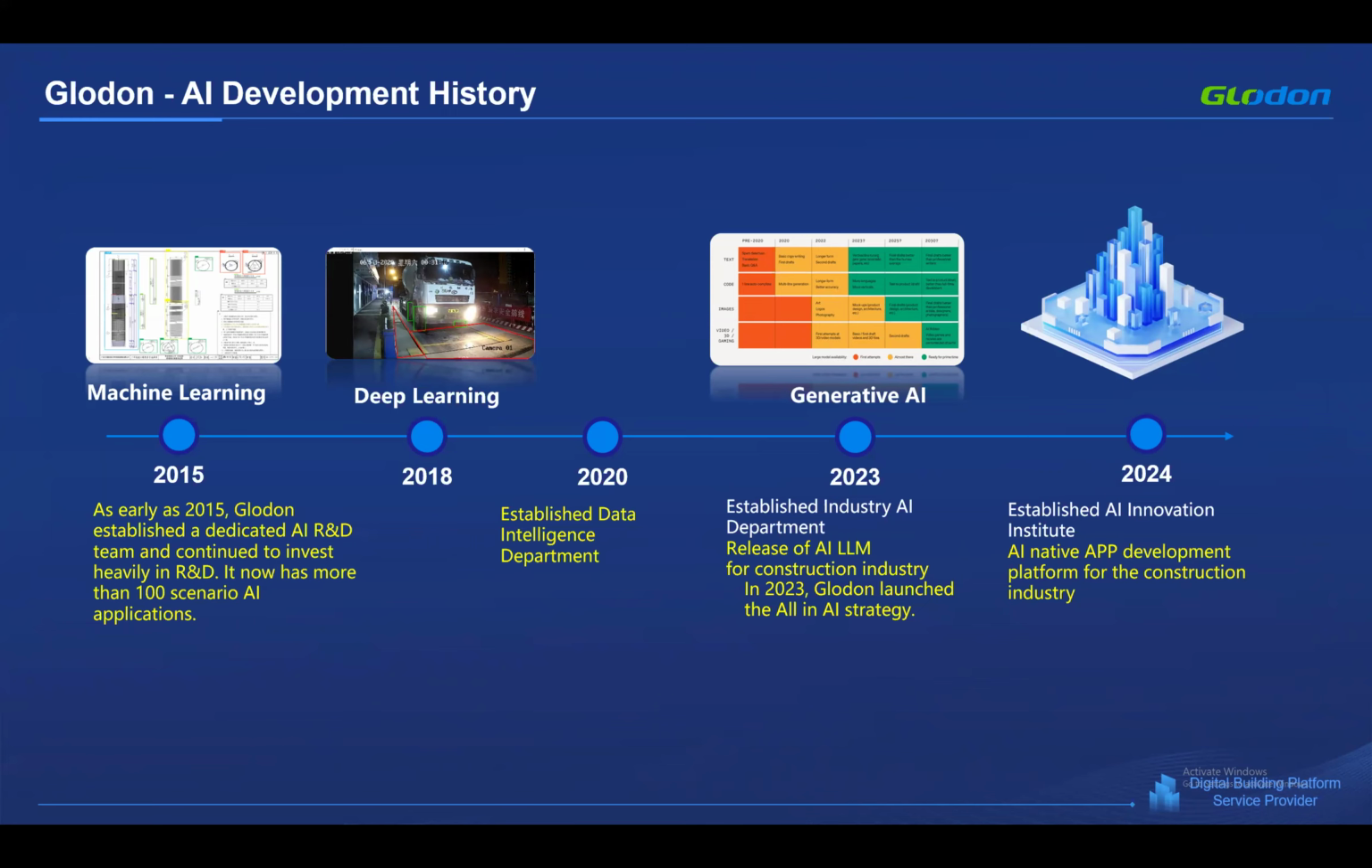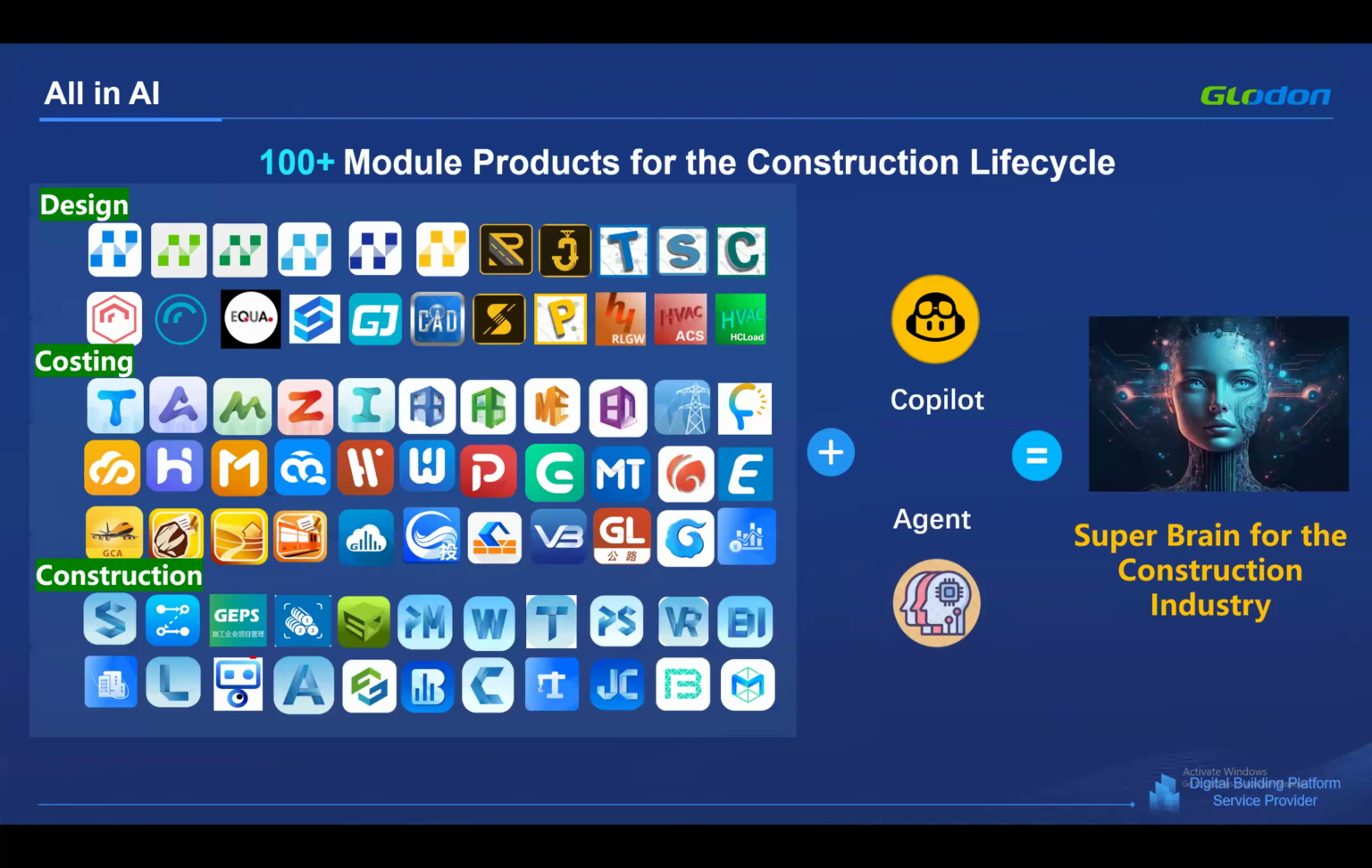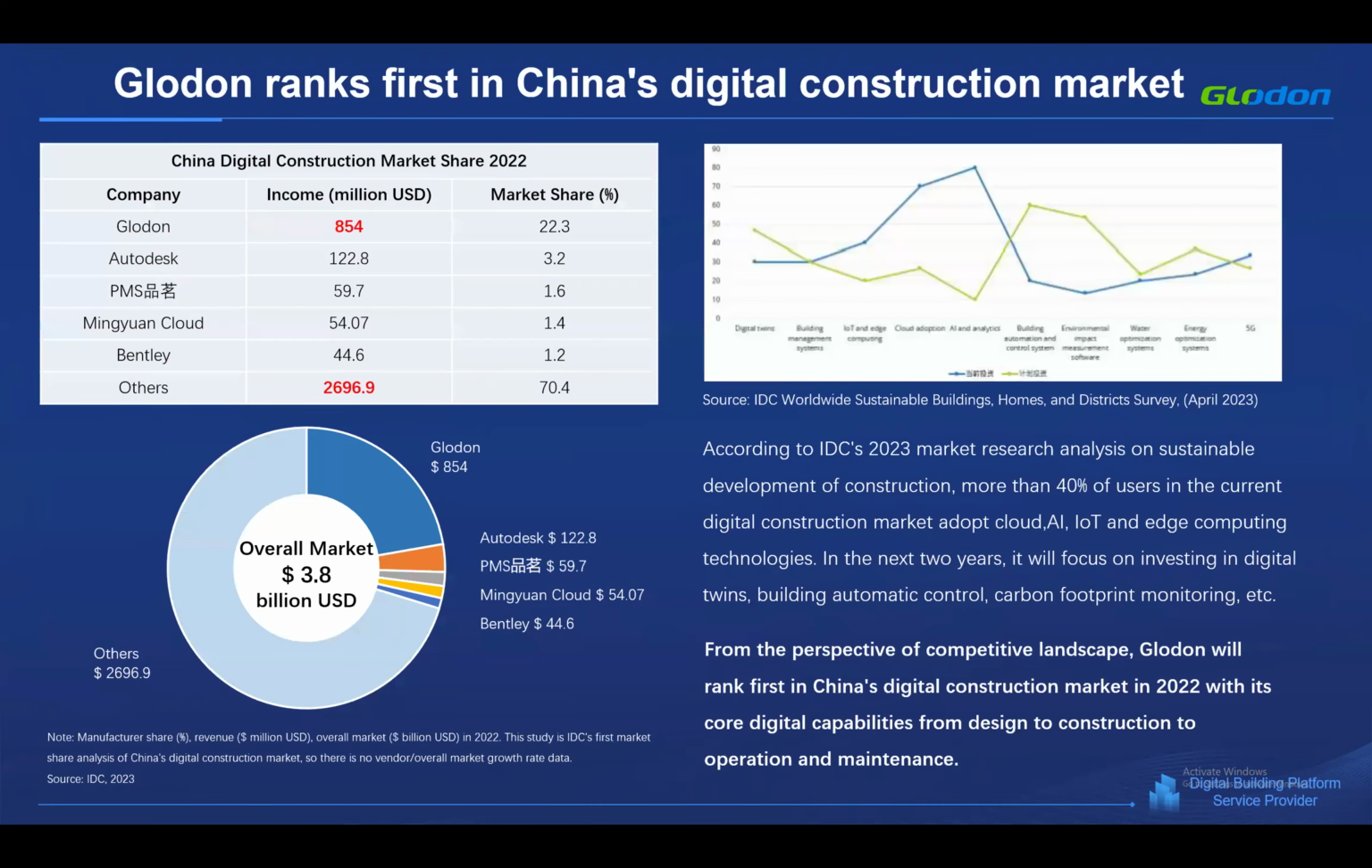Okay, if you tell something, software will do that particular thing. And in 2024 we have established the AI Innovation Institute, and these are software available in the market, generated by Cloud company. And this is our ranking. Okay, we are the number one construction software provider in China.